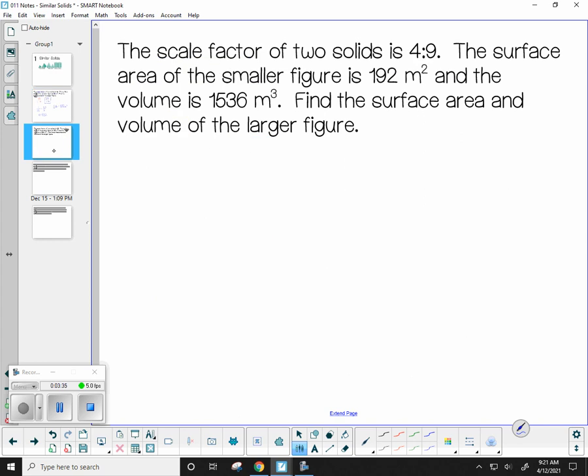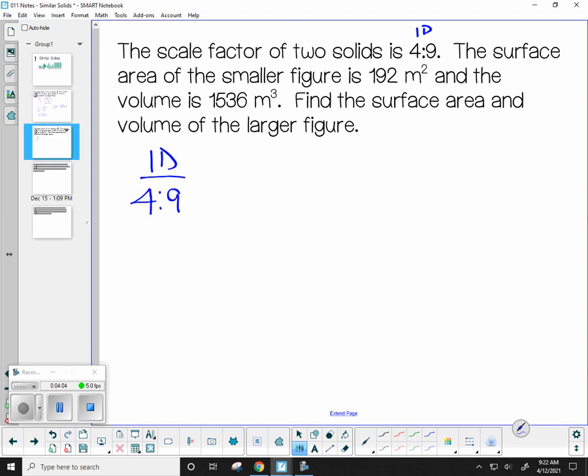All right, next one. It says the scale factor of two solids is 4 to 9. So scale factor is in what dimension? One-dimensional. So this is a 1D measurement. The surface area of the smaller figure is 192, and the volume is 1,536. Find the surface area and volume of the larger figure. So we actually have two problems here. I need to find surface area and I need to find volume. So let's start. We know we have a one-dimensional measurement of 4 to 9.